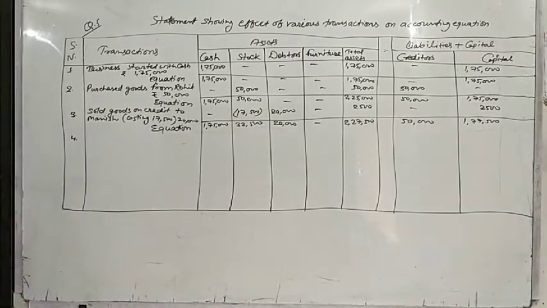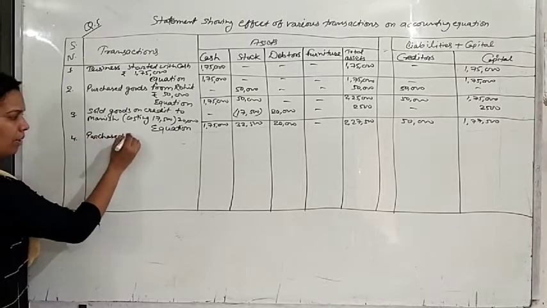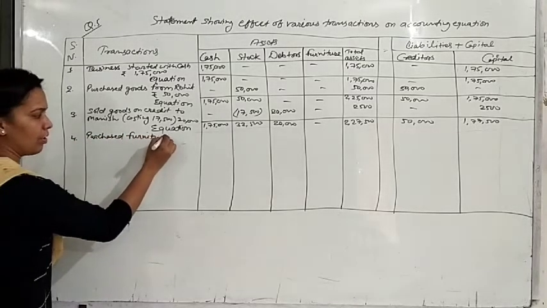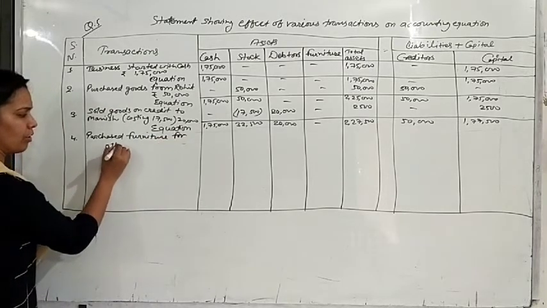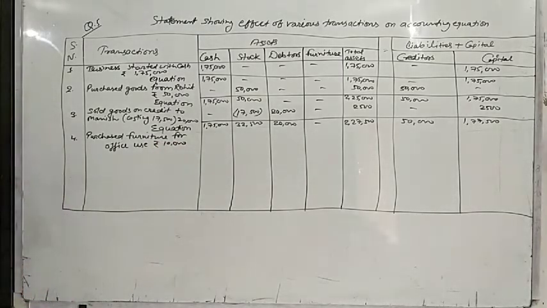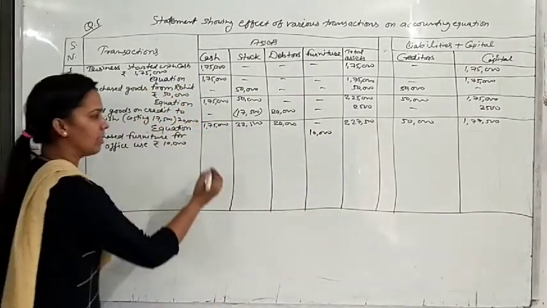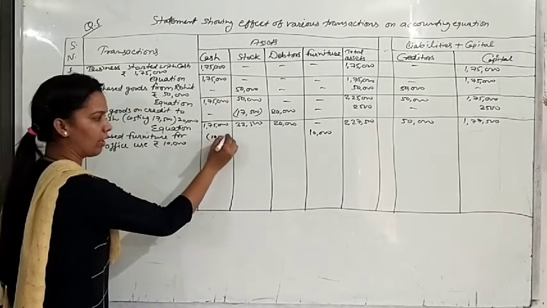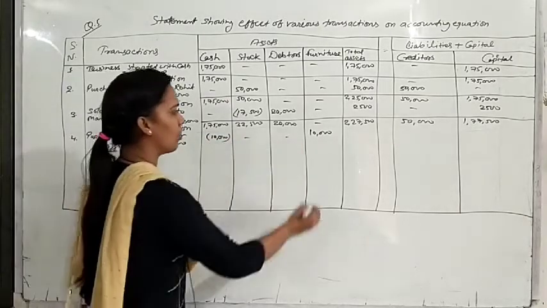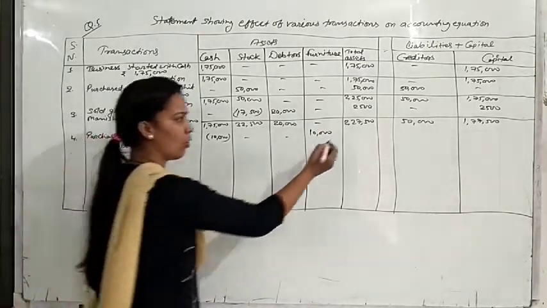Point number 4th. Purchased furniture for office use rupees 10,000. Office use means this is not drawing. You are purchasing furniture of 10,000, so it will increase your furniture by 10,000, and this is a cash purchase, so it will decrease your cash. No effect on stock and debtors. Net effect on total assets, 10 in plus, 10 in minus. It means no effect on total assets.